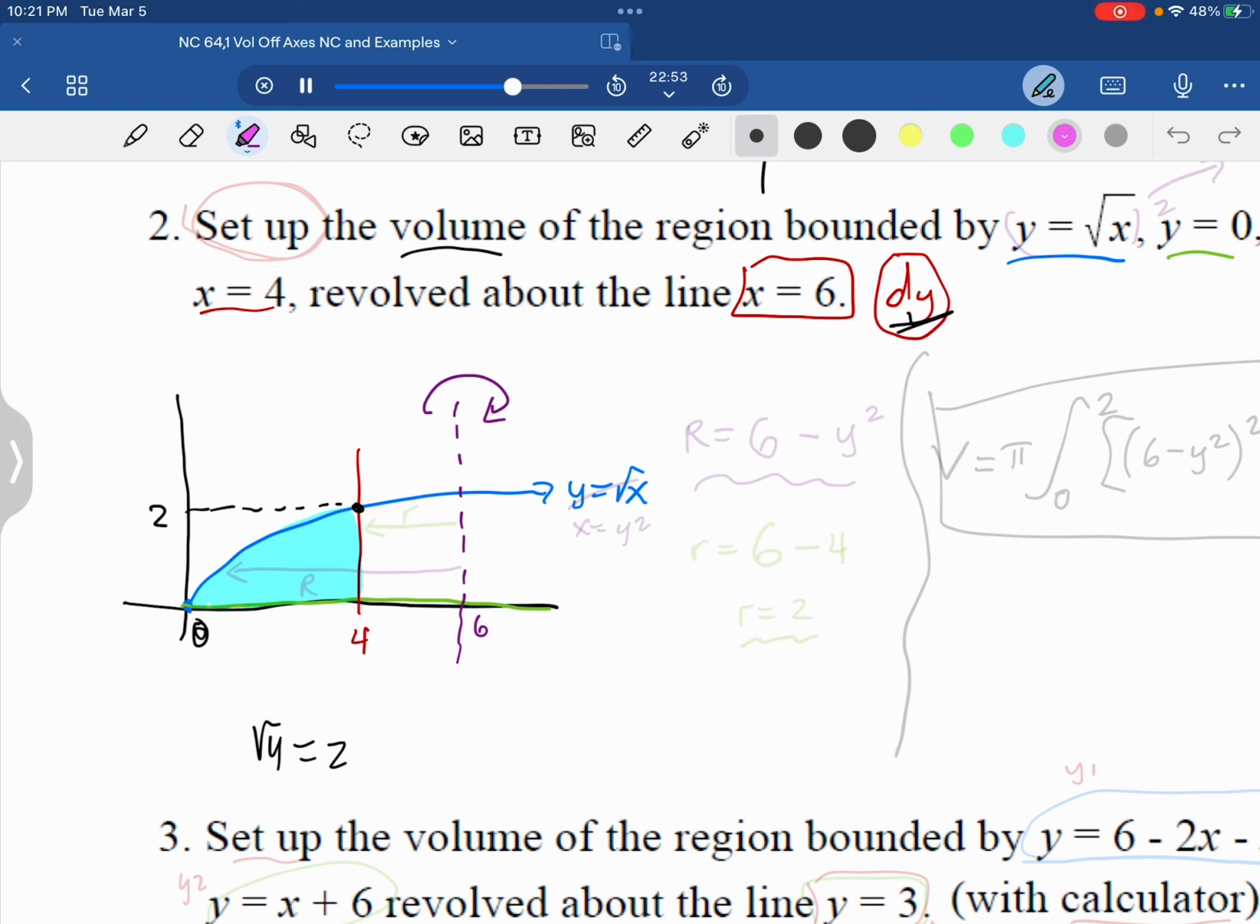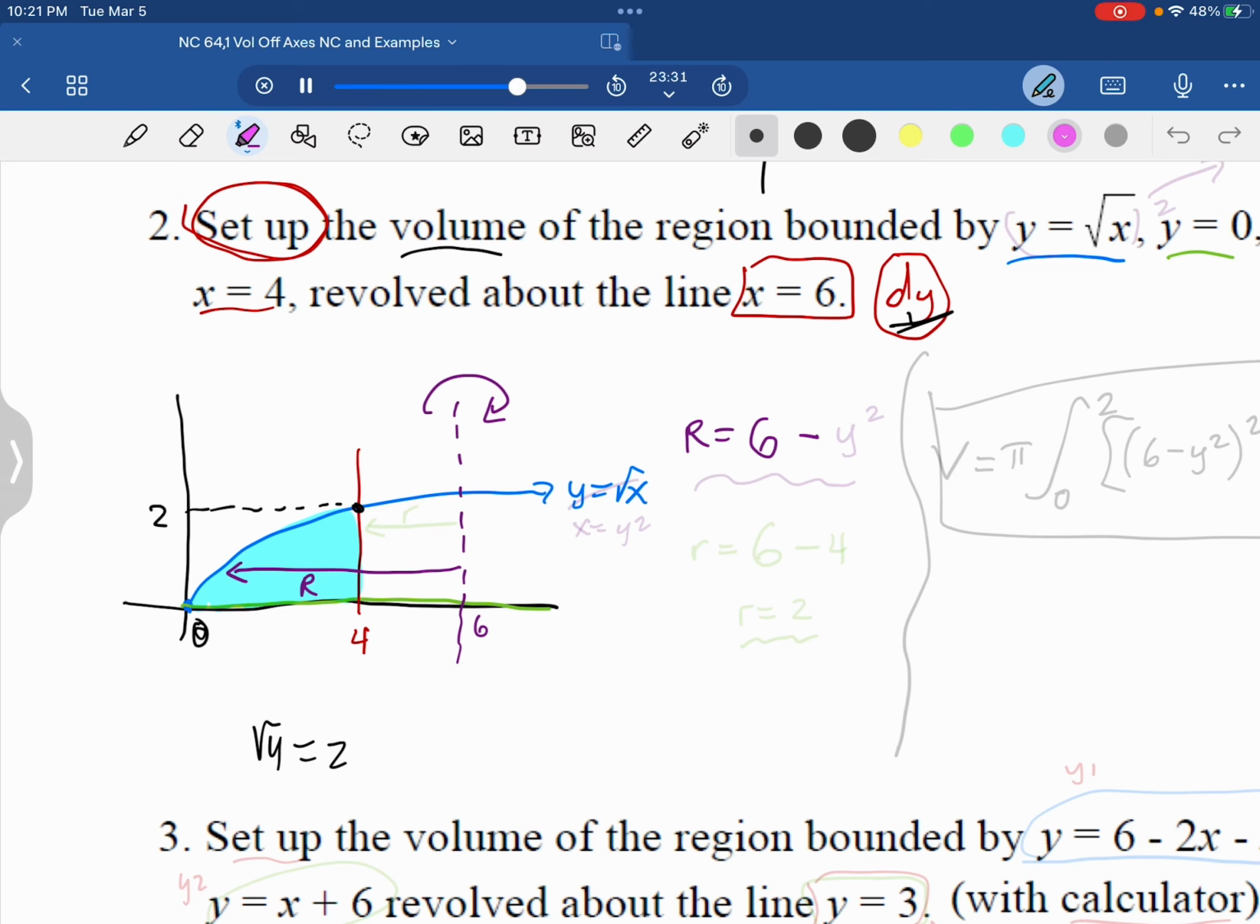Oh, sorry, I kind of skipped over it, but this is another one that's a set up but don't solve. So once we set it up, we're just finished. So my big R is going to be the distance between the axis and whatever function's further from the axis. So my big R, and notice the order matters. This time, because the axis is to the right of the area, it's going to be axis first minus graph.